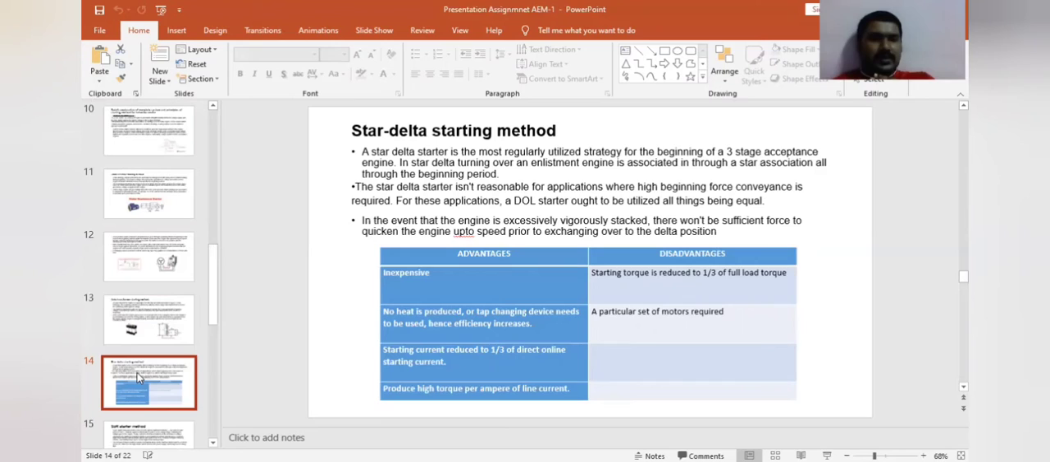Here are the advantages of the star delta method: it is cheap, no heat is produced, hence efficiency increases, starting current is reduced to 1/3 of direct online starting current, and it produces high torque per ampere of line current. The disadvantages are that starting torque is reduced to 1/3 of full load torque. And another thing is that a particular set of motors is required.